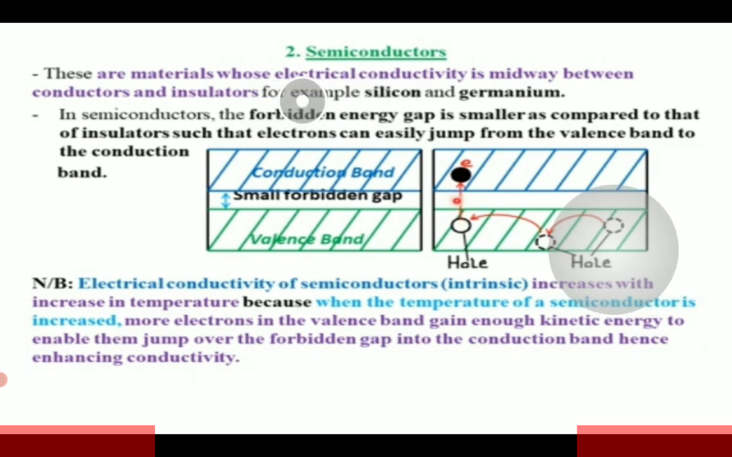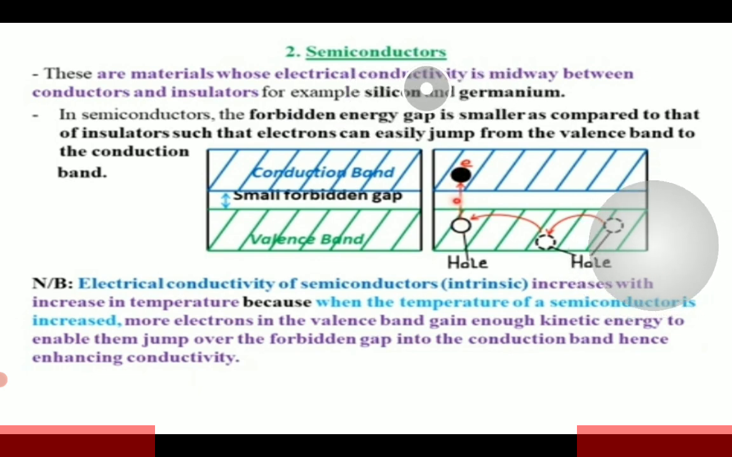The common examples of semiconductors are silicon and germanium. Notice that these are elements of the periodic table belonging to group number 4. If you go to your periodic table, you find silicon, and below silicon there's germanium. So these are the two common examples of semiconductors. In case they ask you to state any one example of semiconductors, you can mention silicon or germanium, one of the two.